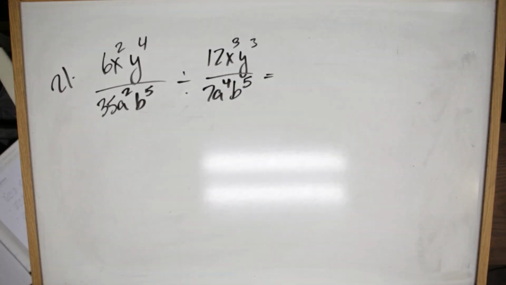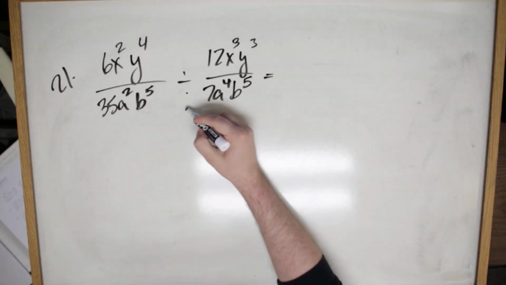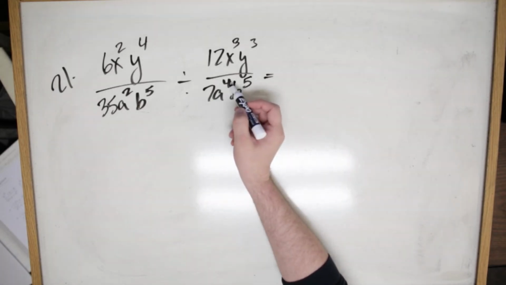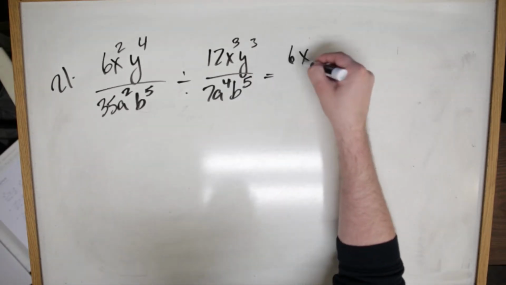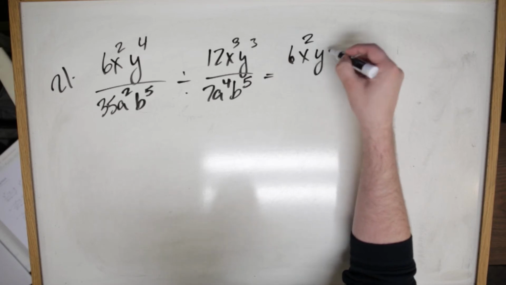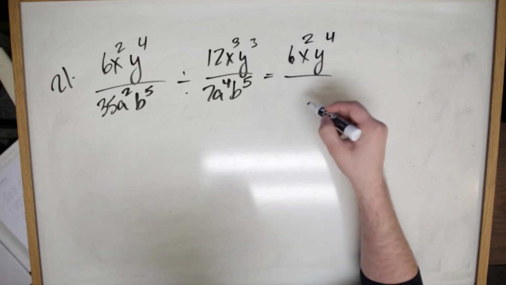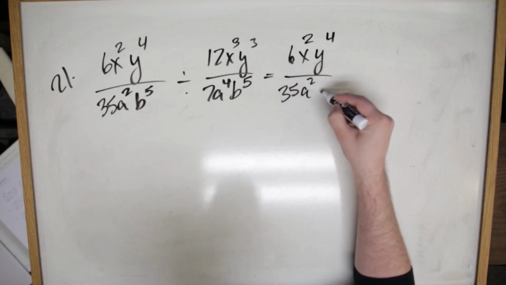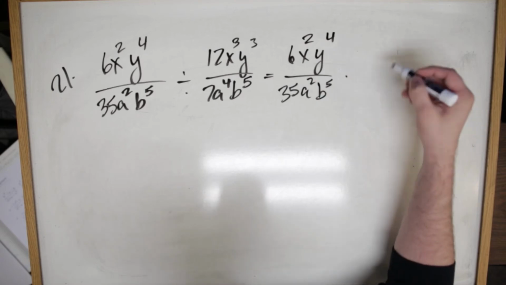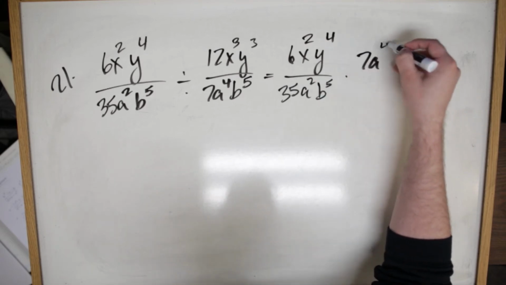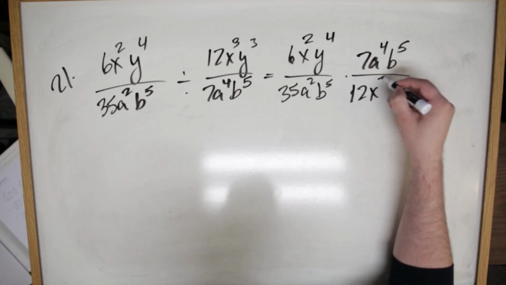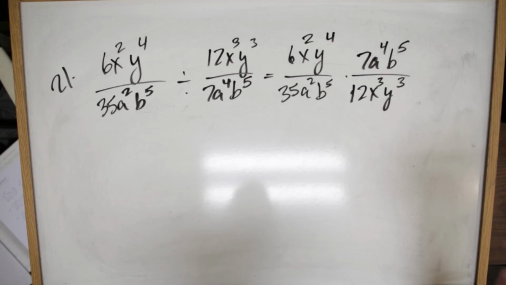So the first thing, immediately when you see a division sign, you think, okay, this thing has to be a reciprocal, and we change it to multiplication. So let's go ahead and do that. I'm going to write this out. Writing it out is the thing that actually takes the longest amount of time, which is kind of insane, but that's how it goes. Squared b to the 5th times 7a to the 4th, b to the 5th, all over 12x to the 3rd, y to the 3rd.